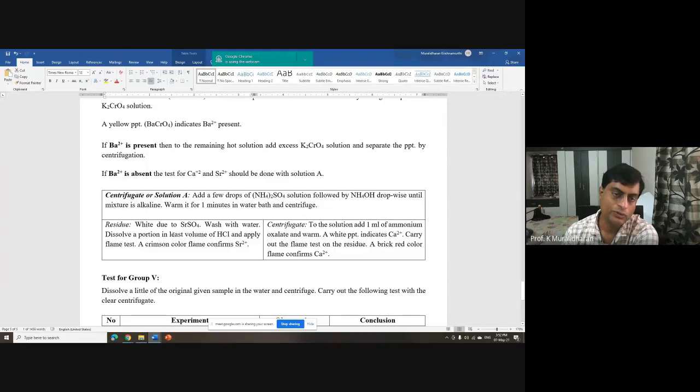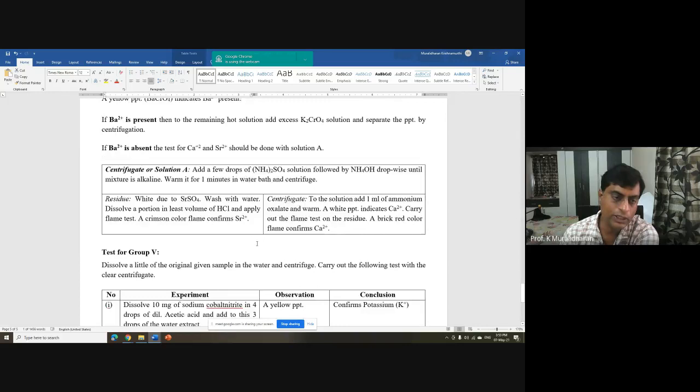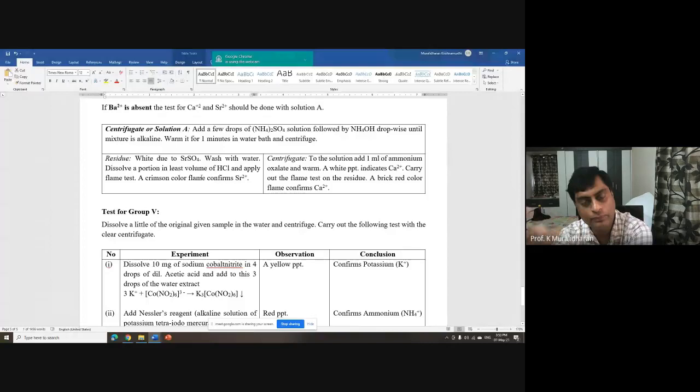So take this residue and go for the flame test. You see the crimson red color, a beautiful color. It is a prominent deep red color, which indicates the presence of strontium. But here, that same flame test became a confirmatory test, because the preliminary sample has a lot of other salts as well, and that would have given a deep red color, but here you have crimson red color. Crimson red is not brick red; it is in between, close to orange color.